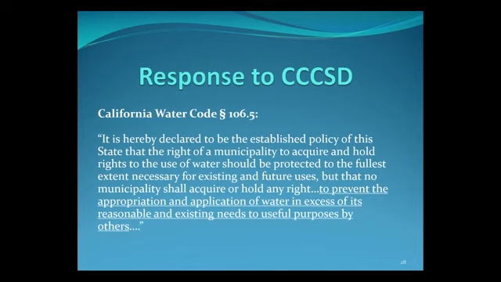I would point out that California Water Code Section 106.5 provides that it is hereby declared to be the established policy of this state that the right of a municipality to acquire and hold rights to the use of water should be protected to the fullest extent necessary for existing and future uses, but that no municipality shall acquire or hold any right to prevent the appropriation and application of water in excess of its reasonable and existing needs to useful purposes by others. And that's what we're talking about doing. We're only taking the surplus.